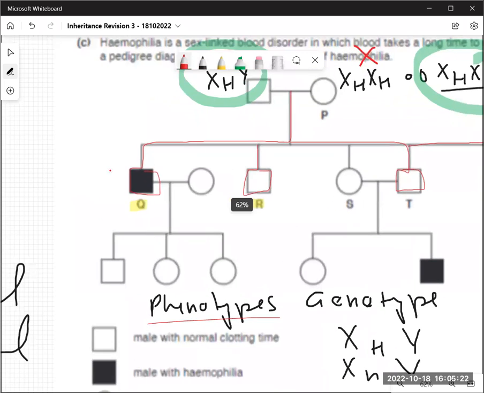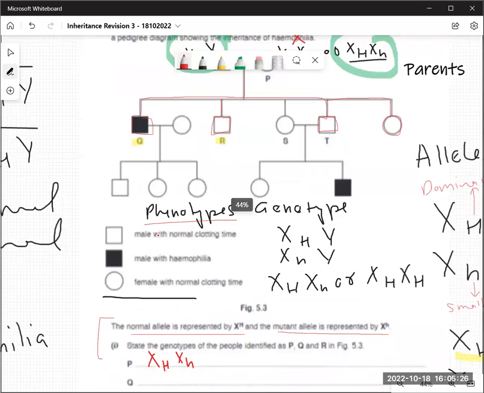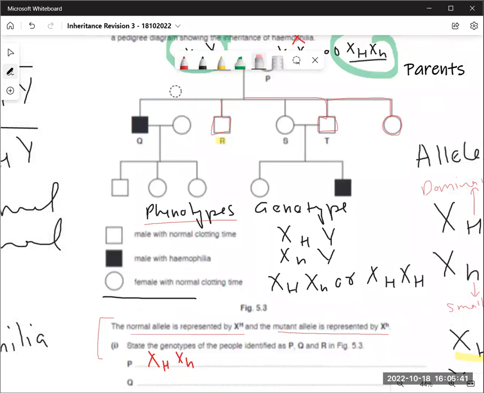Okay, Q has hemophilia and he's a male. So what is the possible genotype of a male with hemophilia? Lula, tell me. Rachel, answer in the chat. Zara, Diane, answer in the chat. Lula, for a male with hemophilia, what is the possible genotype? Not one, there's no one genotype. What are the letters?